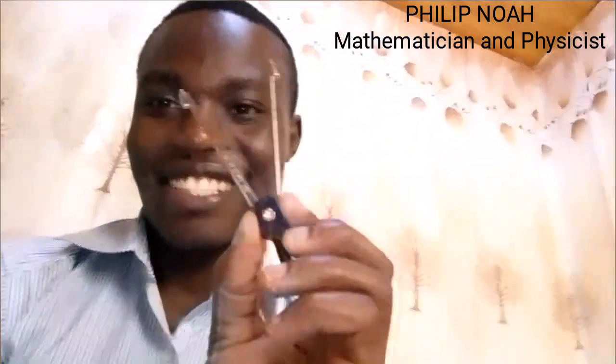So we shall use this ruler, a protractor, and then a divider. This is what we call a divider.